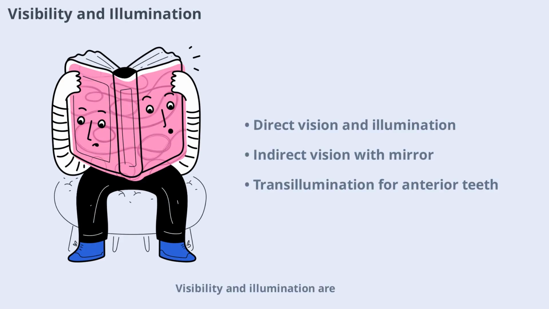Visibility and illumination are critical for accurate periodontal instrumentation. Direct vision is preferred, using direct illumination to clearly see the treatment area. When direct access is limited, clinicians rely on indirect vision, often using a dental mirror. Transillumination is another technique, where light is directed through the tooth surface, especially effective for anterior teeth due to their thin structure. These methods enhance visibility, allowing clinicians to identify and treat issues with precision.